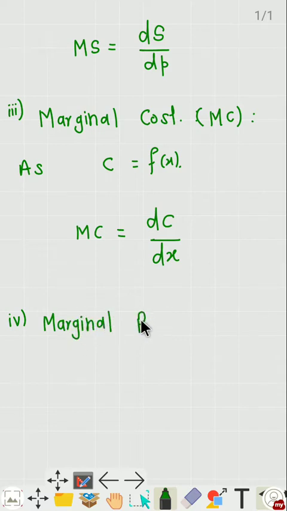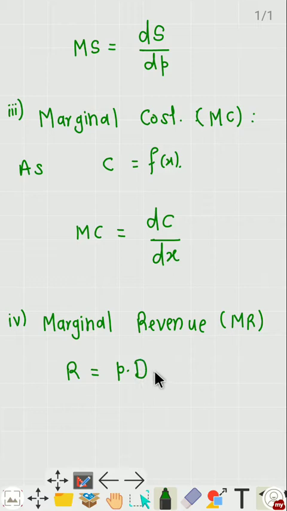Marginal revenue is denoted by MR, and as the revenue function is a function of P, therefore marginal revenue is nothing but the derivative of revenue with respect to P.